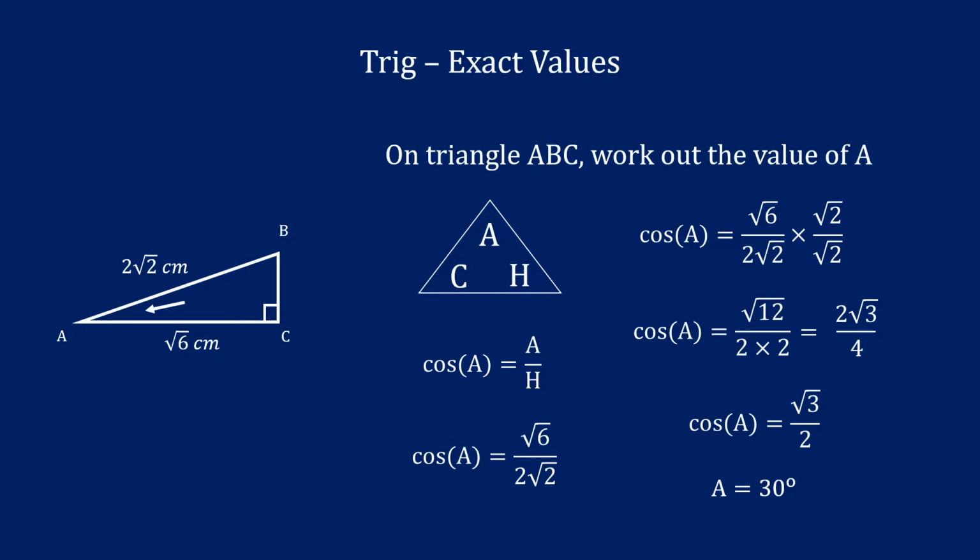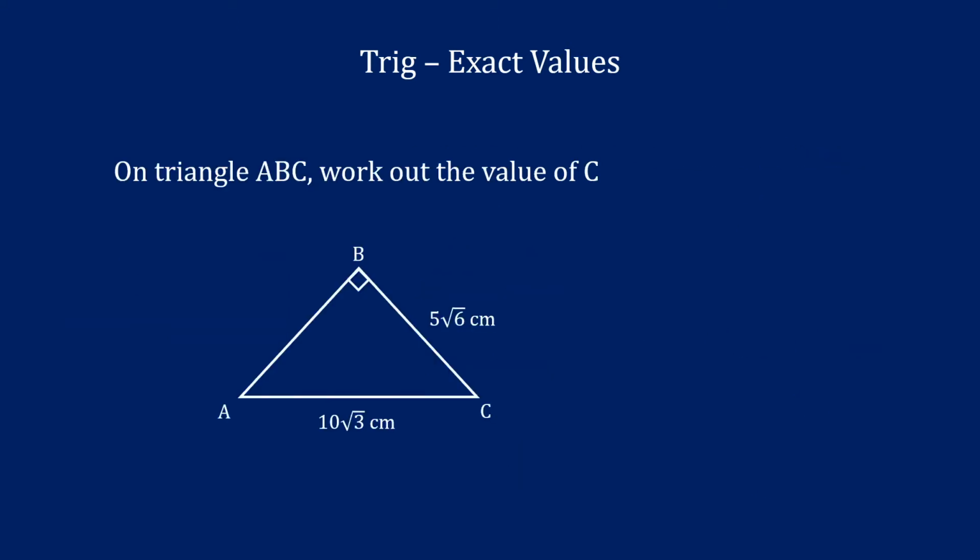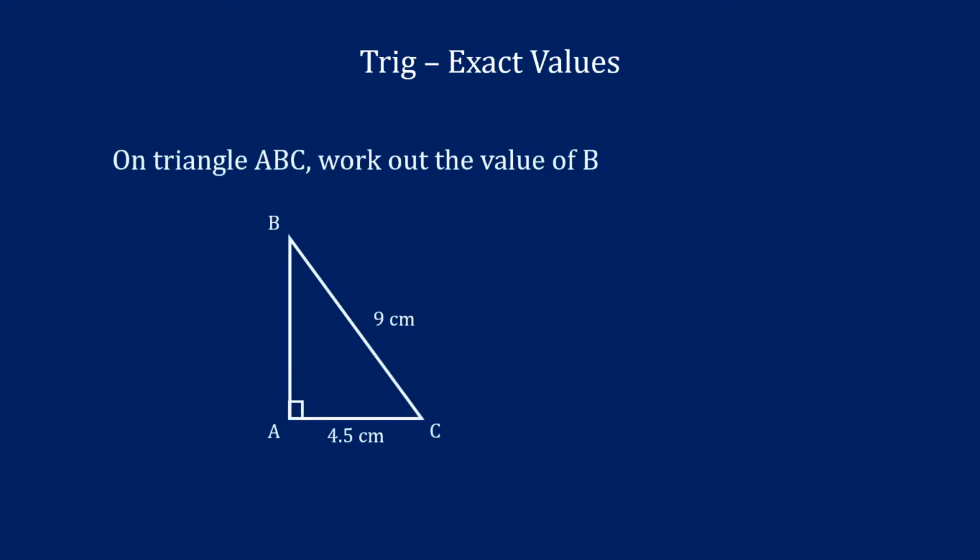It might be useful for you to go back on the video, copy the next question, go back on the video, and try to work out step by step like I did. If not, just go crazy. Do you. Right, triangle ABC, work out the value of C. Should have gotten 45 degrees. One more. Triangle ABC, work out the value of B. Should be 30 degrees. Last one. On triangle ABC, work out the value of C. Should give you 60 degrees.